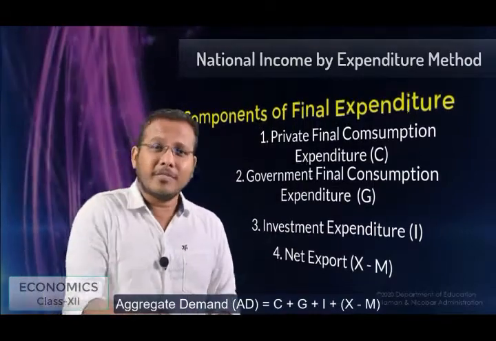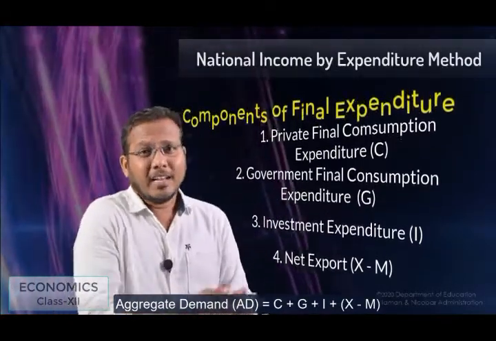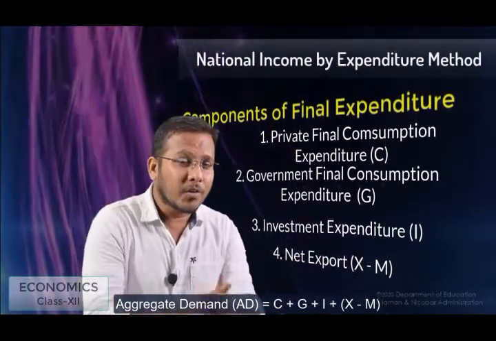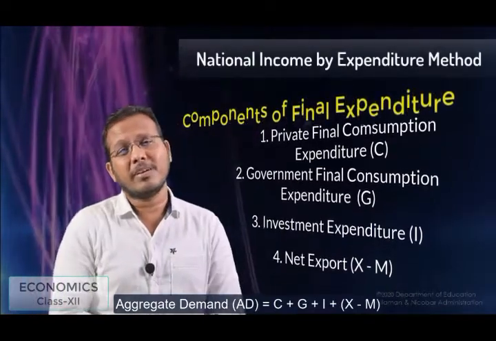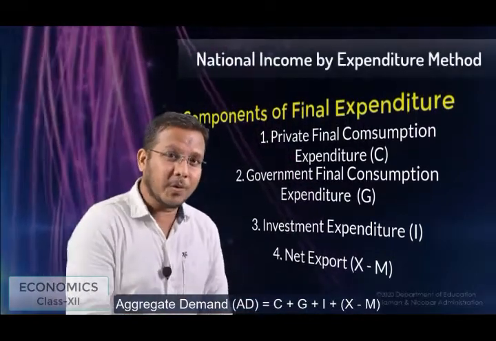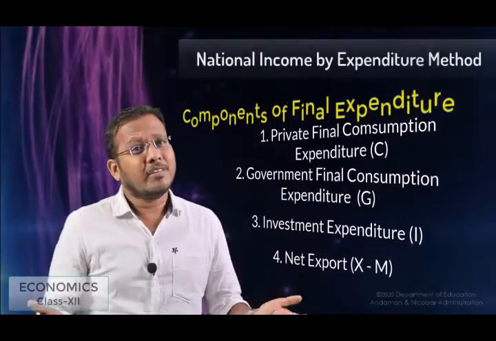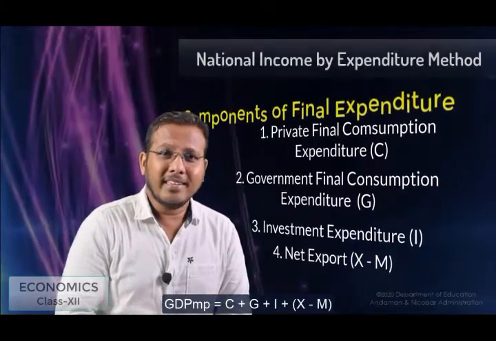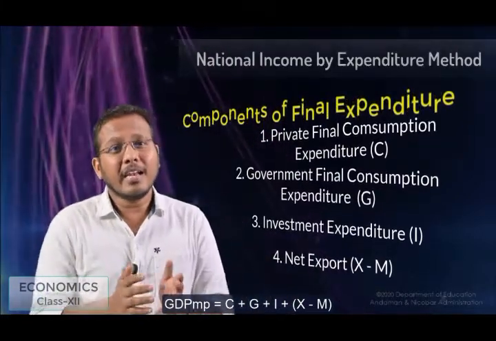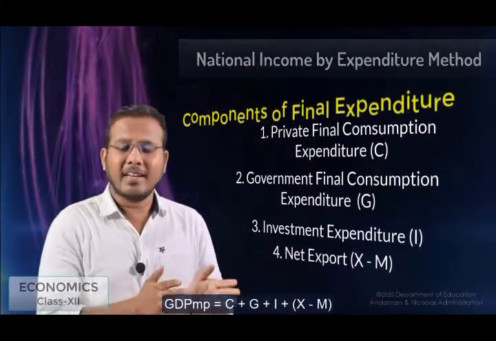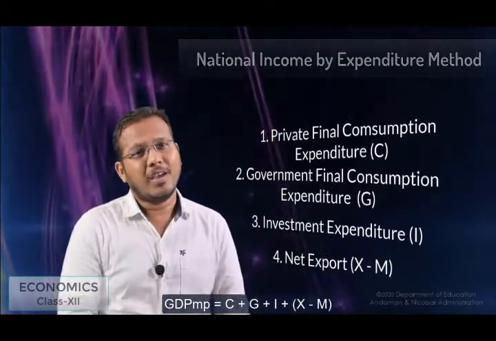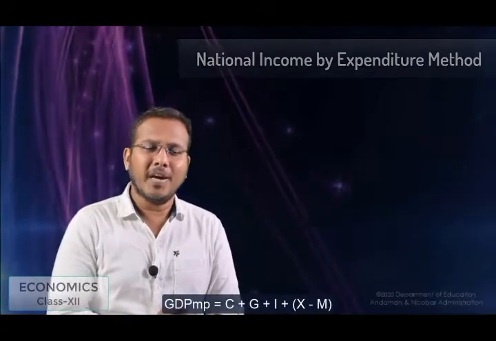The same concept we are using here, where the value of final expenditure or the value of national income can be calculated through the expenditure method by getting the value of C plus G plus I plus X minus M. So when we want to find the national income through the expenditure method, the formula is GDP at market price equal to C, that is private final consumption expenditure, plus G, government final expenditure, plus investment expenditure, that is the value of I, plus net export, that is X minus M. By adding all the four components together, we get the value of GDP at market price.